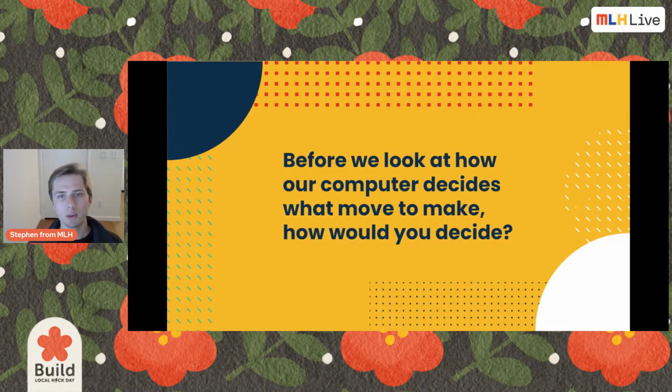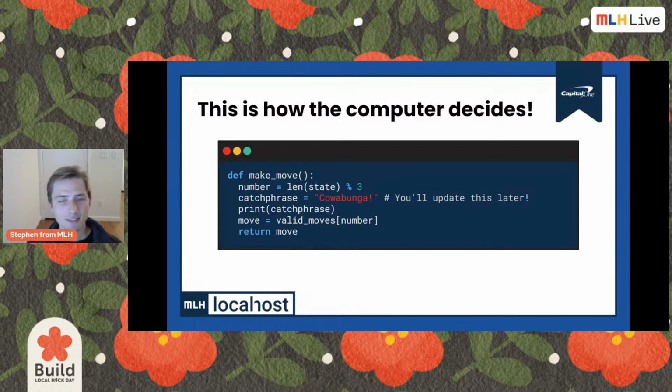Before we look at how our computer decides what move to make, how would you decide to make a move? I'll give that to you as kind of a rhetorical question because it's kind of a complex question. But if you want to give your suggestions in the chat, please feel free to do so, how you might program an AI to play rock, paper, scissors. But this is how the computer decides in our example. So it's kind of a funny way.